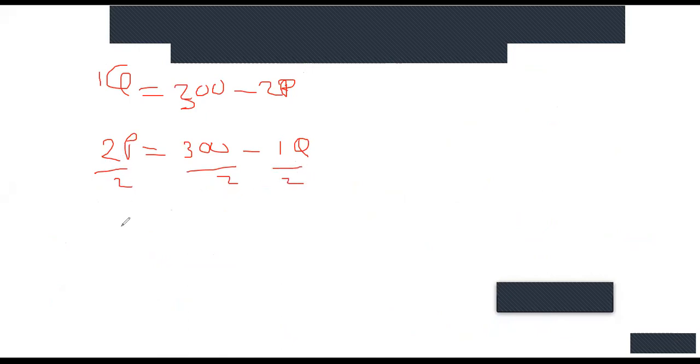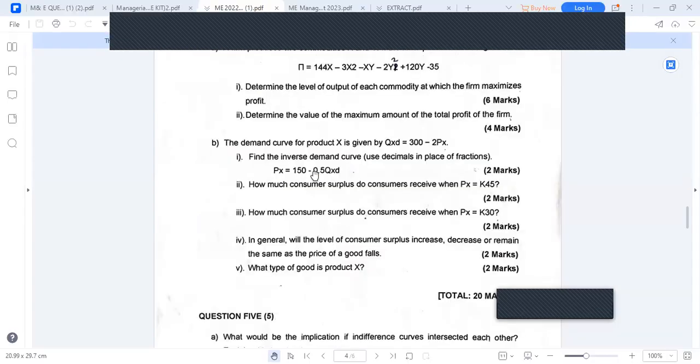Let's find the inverse demand for this one. What do we do? Find the inverse demand. We make P the subject of the formula. So P goes this side, and here we have 1Q. People have a problem, there's always an invisible one there that they forget. If you forget it, you have some challenge. So when you divide throughout, you get 150 minus 0.5Q. This is now what is called the inverse demand, and this is exactly how they found the 150 minus 0.5Q.